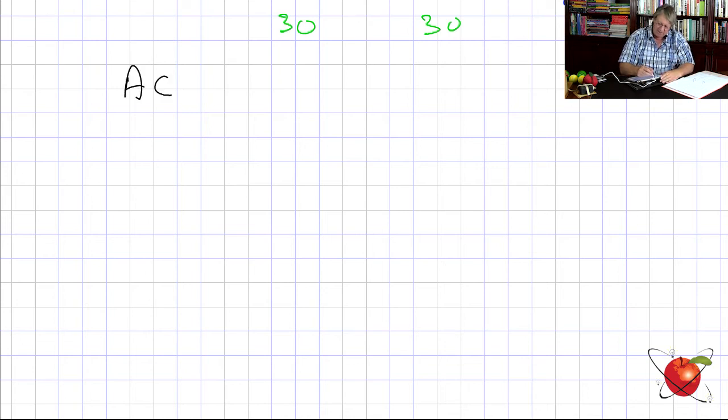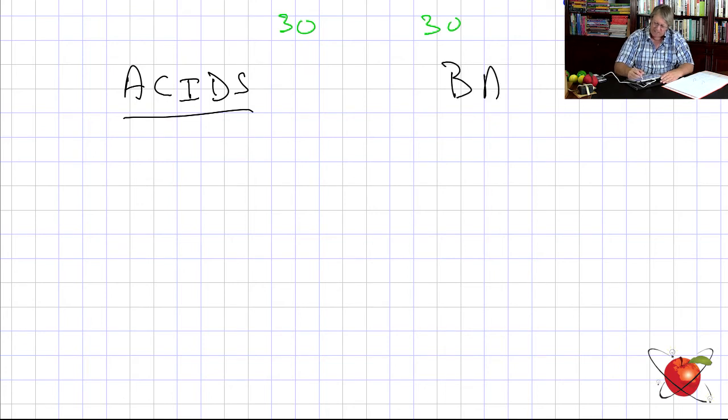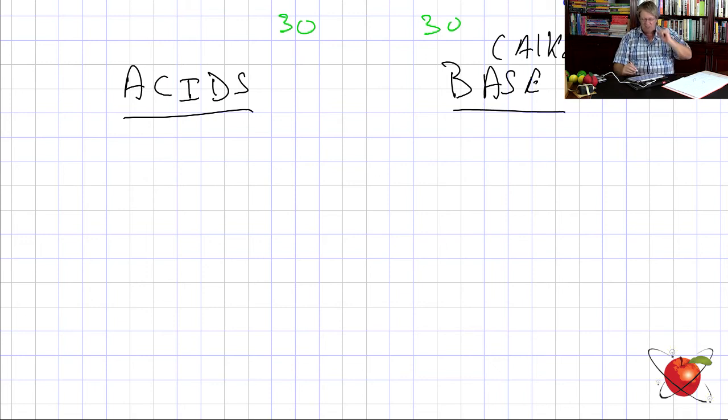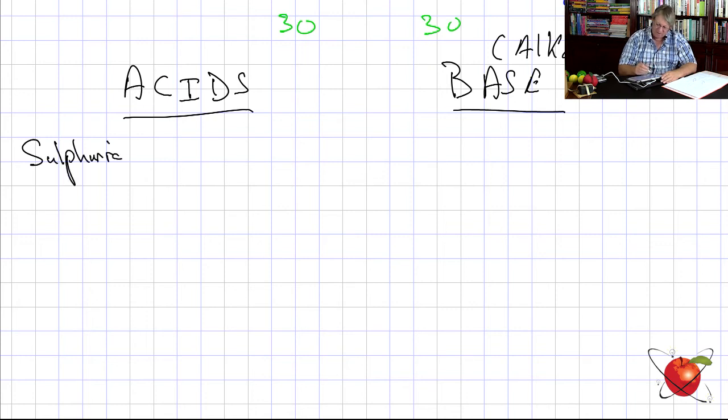Over here, I want to tell you about acids, and the opposite of an acid is a base. This is alkaline. Don't worry too much about what the definitions are. You need to know a few basic acids. Sulfuric. That was terrible spelling. Let's try again. Need a pen, don't I? Sulfuric, S-U-L-P-H-U-R-I-C, sulfuric acid. Hydrochloric acid.